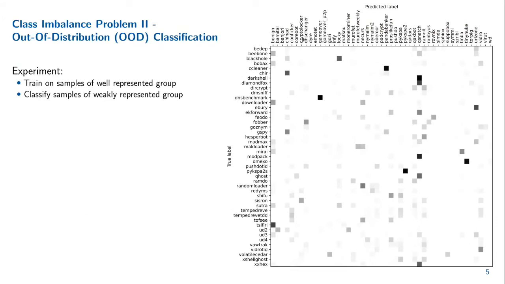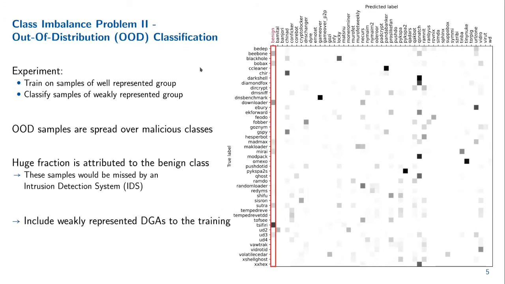And as you can see here, the samples are distributed over many malicious classes. But what you also can see is that of the out-of-distribution samples, a huge fraction are actually attributed to the benign class. This means that these samples would be missed by an intrusion detection system. And here, for instance, the DGA could obtain a valid IP address for the C2 server and start to exfiltrate data or participate in any malicious action. Thus, in SAPPAN, we concluded that it's very important to include weakly represented DGAs in the training process.